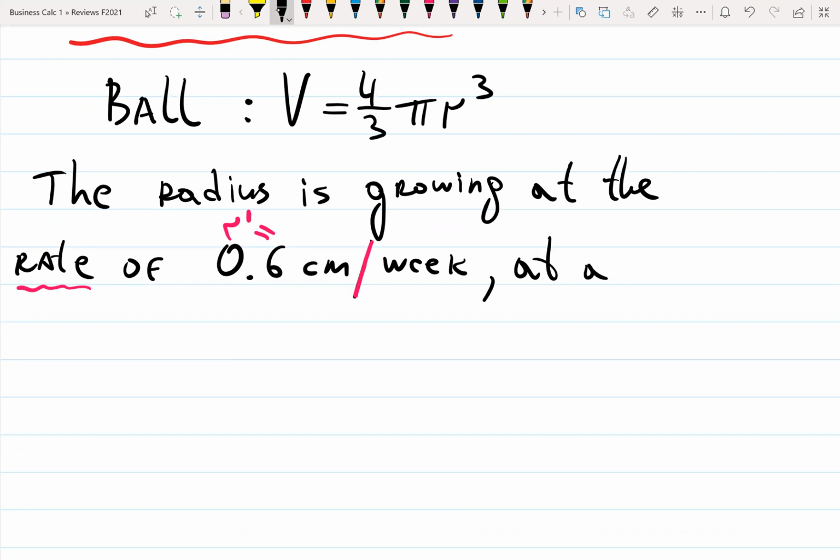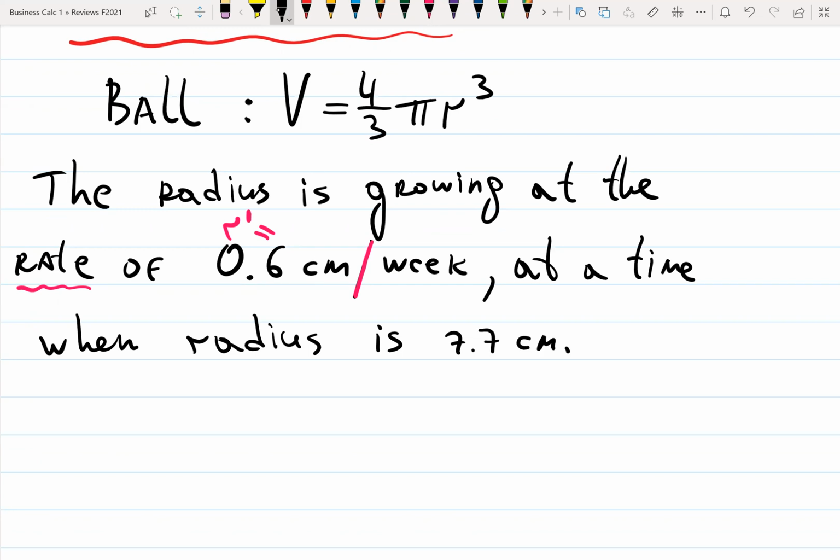At a time when radius is 7.7 centimeters. Wait, so it says radius 7.7 centimeters. There is no per, there's no slash, and it doesn't say a rate. So that is r. And that's how you read the difference here.